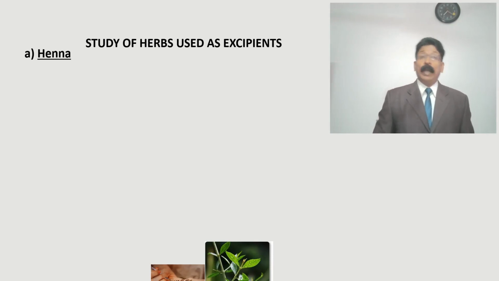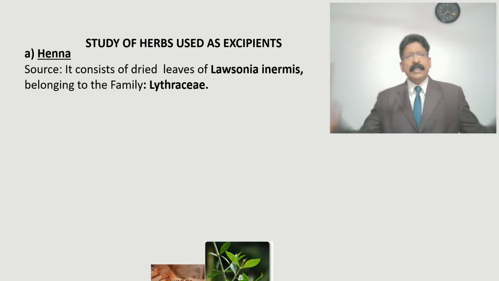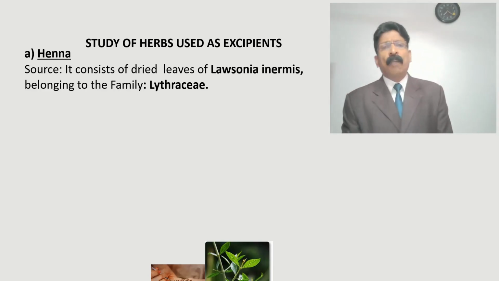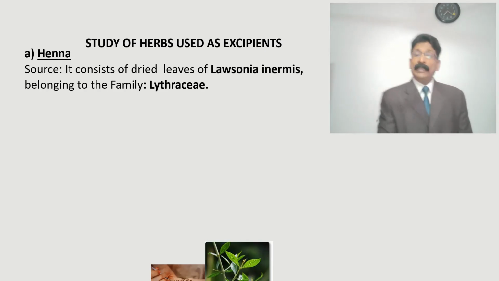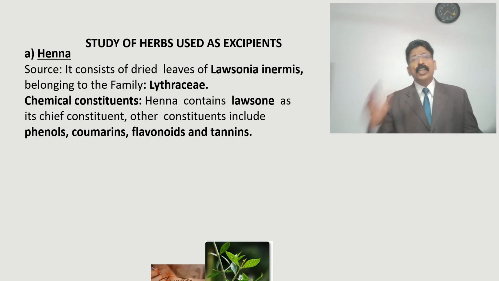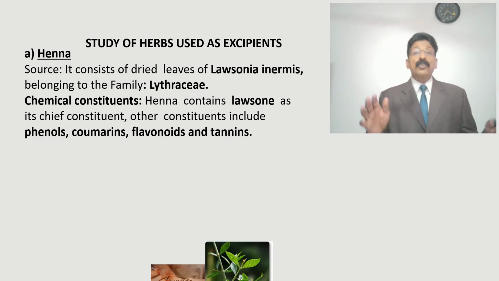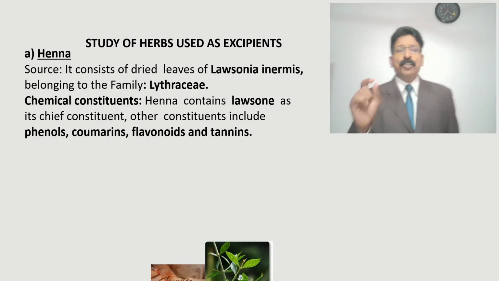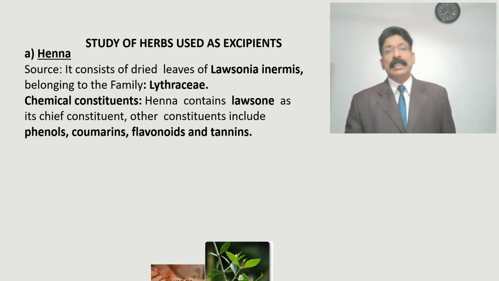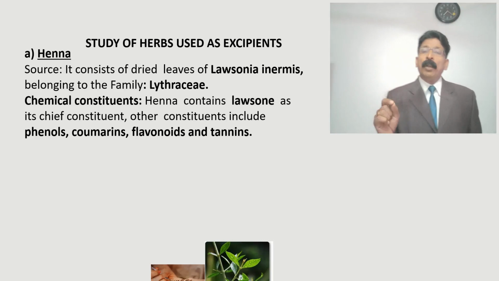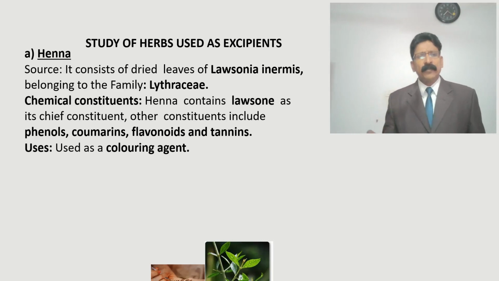So when you come to the study of herbs used as excipients, for example henna, as we told, it consists of dried leaves of Lawsonia inermis belonging to the family Lythraceae. Chemical constituents present in henna: henna contains lawsone as its chief constituent. Other constituents include phenols, coumarins, flavonoids and tannins. It is used as a coloring agent.